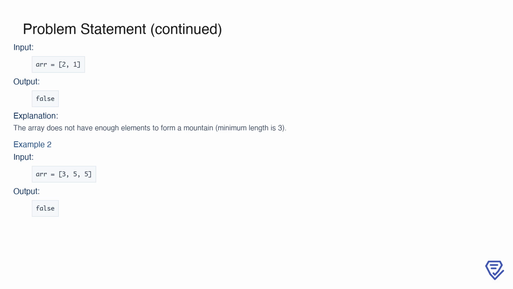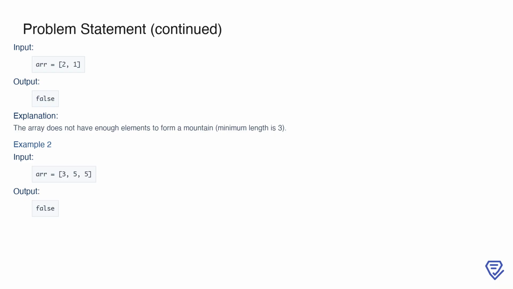In the first example, we are given an array arr with the values 2, 1. The output is false because the array does not have enough elements to meet the minimum length requirement of 3. Without at least 3 elements, it's impossible to have both an increasing and a decreasing sequence.